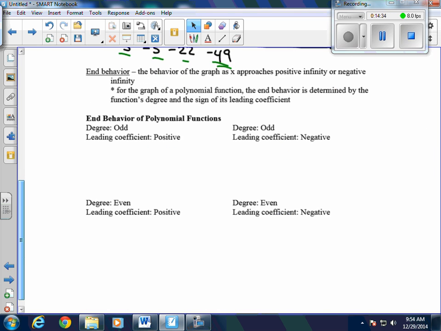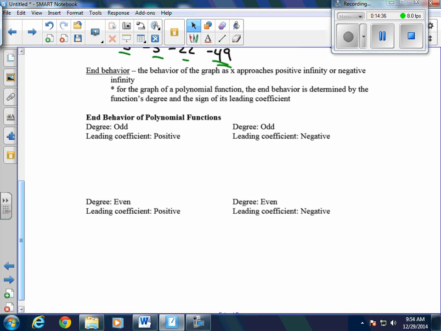Now we're going to talk about graphing those. So let's go back to the notes to where we were before we skipped ahead, and that is on end behavior. So the end behavior is the behavior of a graph as x approaches positive infinity or negative infinity. For the graph of a polynomial function, the end behavior is determined by the function's degree and the sign of its leading coefficient.